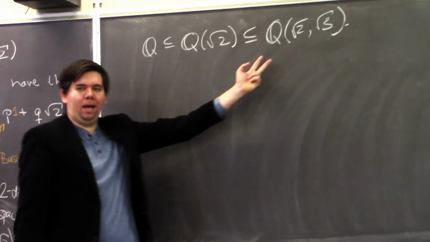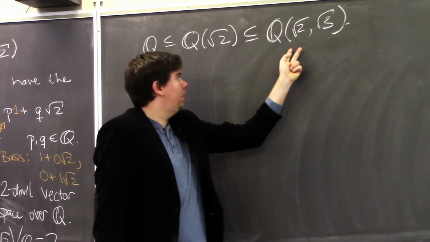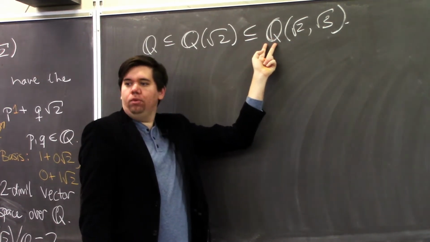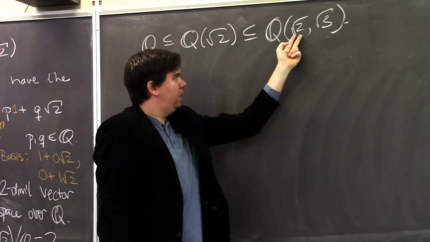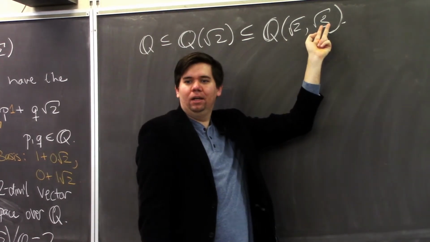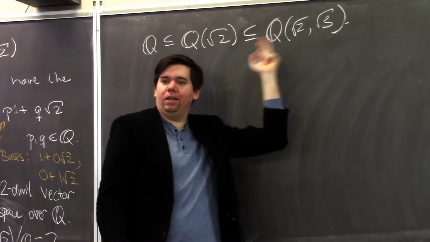So what do I mean by this? I mean the smallest field that has Q, all the rationals, as a subfield, that also has the square root of 2 and also has the square root of 3. But then necessarily also has all combinations of those things.